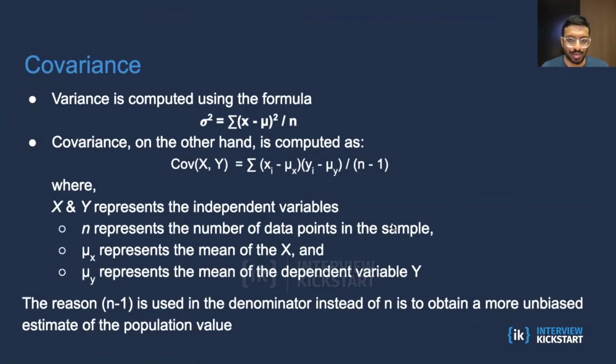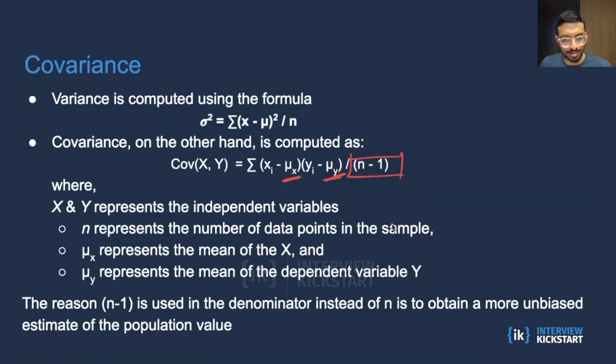We see that we have xi minus mu x and yi minus mu y. The reason we have both of those is we have the mean for one variable, the variable x, and the mean for the other variable, variable y. And then we divide this entire quantity by n minus 1.